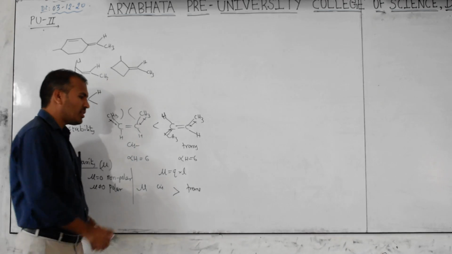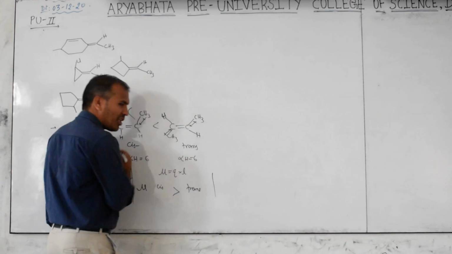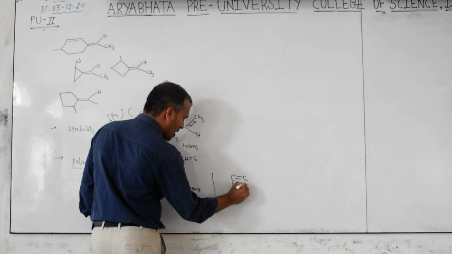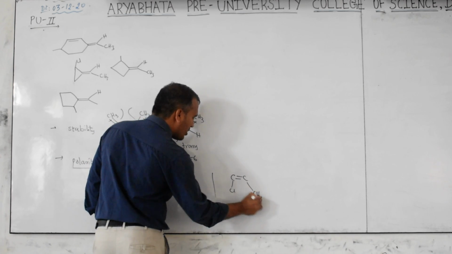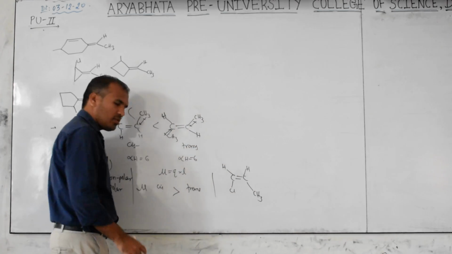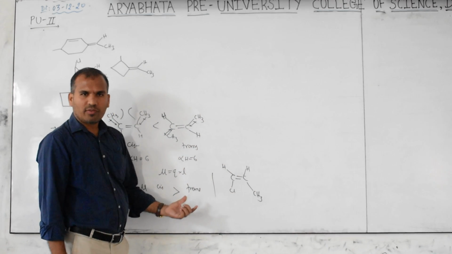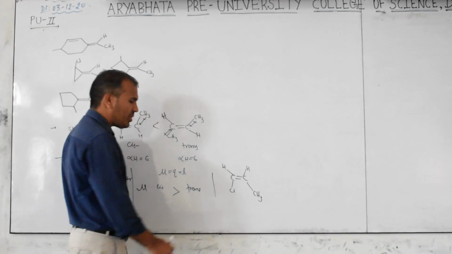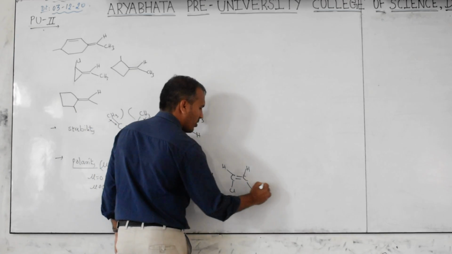No, because it depends upon the groups. Here a methyl group is there. Now, if you consider this is Cl and CH3, here H, here H. Which form is this? Hydrogen on the same side, then this is the cis form.